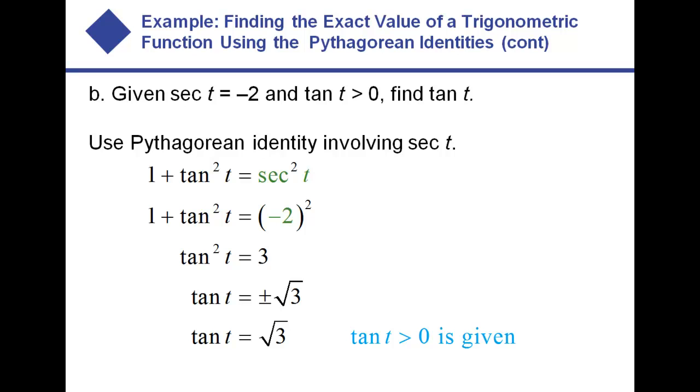Lastly, if we're given secant equals -2 and tangent is greater than 0, we can find what tangent is because of our other trig identity. We plug in the -2 for secant. We get tangent squared equals 3. We take the square root, plus and minus, but they told us tangent was greater than 0. So we now know tangent has to be the positive square root of 3. And that's it, guys. That's everything you need to know about basic trig identities and working with angles and trig functions.